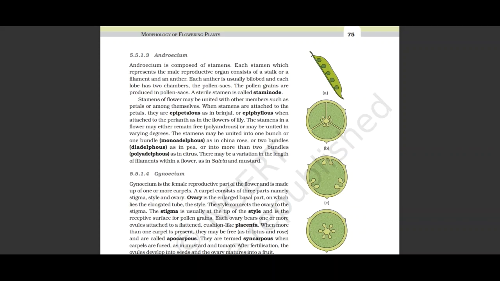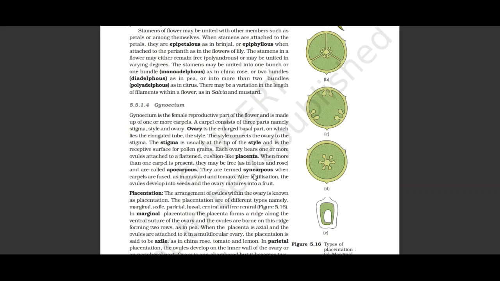The stamens in a flower may either remain free, polyandrous, or may be united in varying degree. The stamens may be united into one bunch or one bundle, monoadelphous, as in China rose, or two bundles, diadelphous, as in pea, or into more than two bundles, polyadelphous, as in citrus. There may be a variation in the length of filament within a flower, as in salvia and mustard.